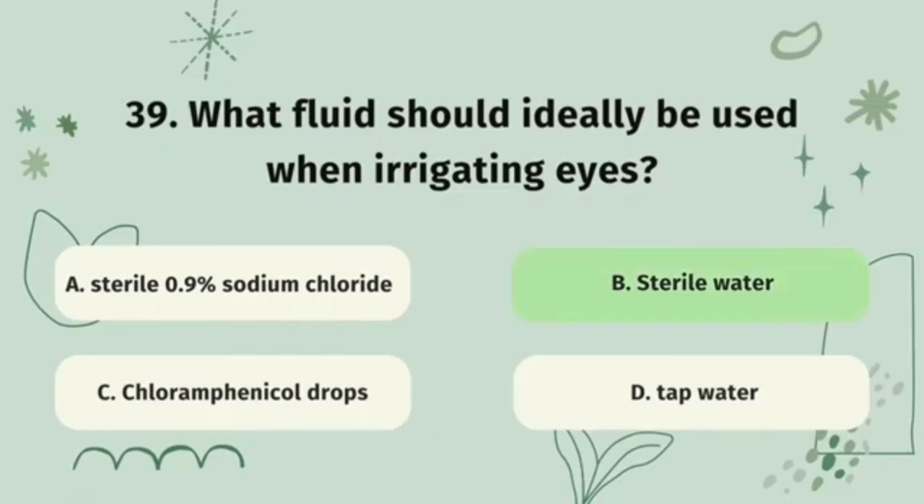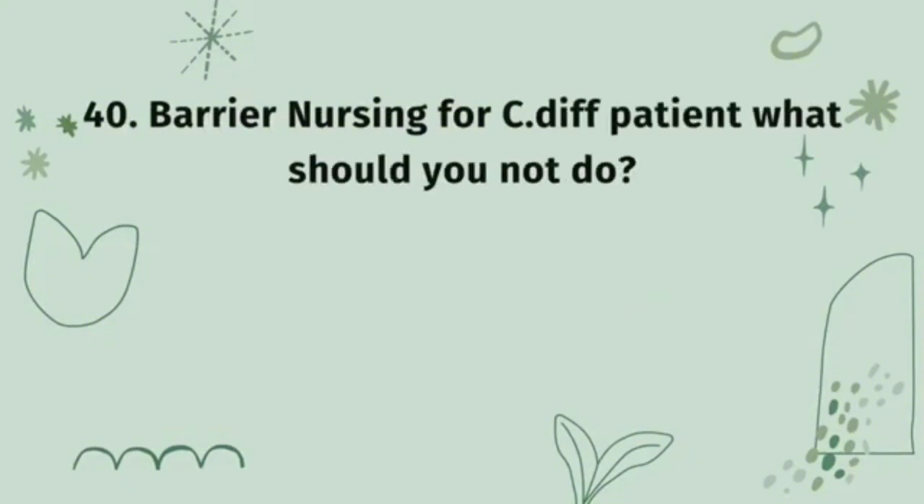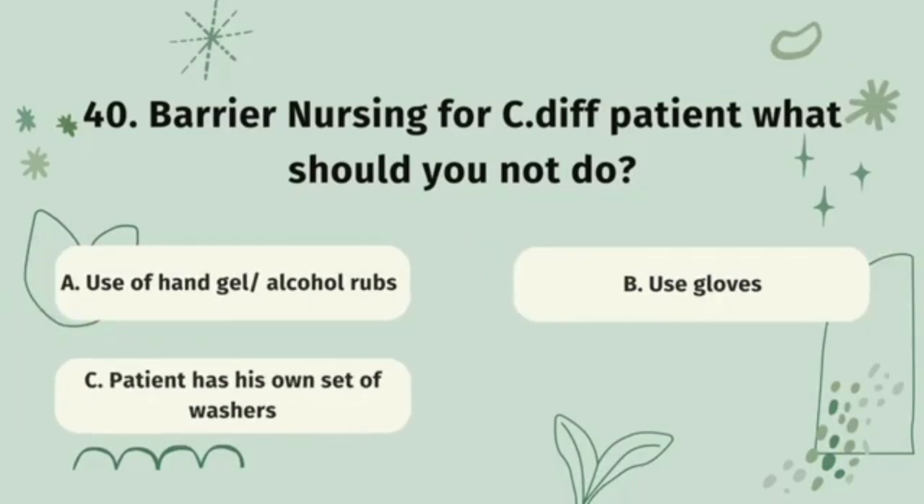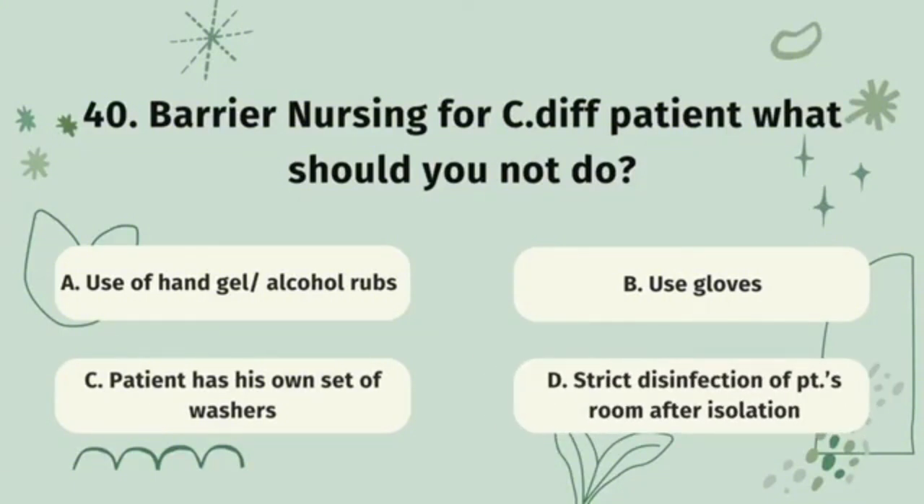The correct answer is B. Question 40. Barrier nursing for C. diff patients, what should you not do? Option A. Use of hand gel alcohol rubs. Option B. Use gloves. Option C. Patient has his own set of washers. Option D. Strict disinfection of the patient's room after isolation.